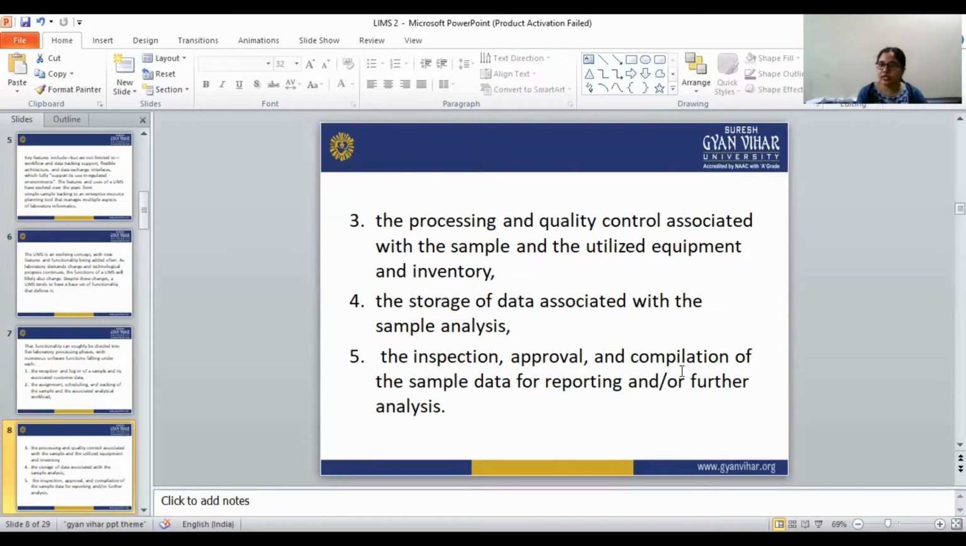Next is the inspection, approval, and compilation. Inspection is there, approval is there, and the compilation of the sample data for reporting or for further analysis. So these 5 phases are for the functionality of the LIMS.